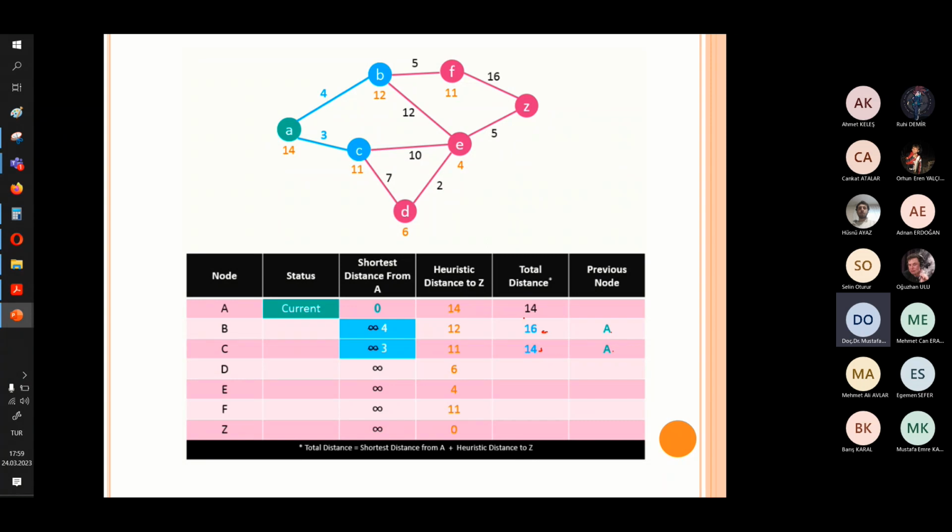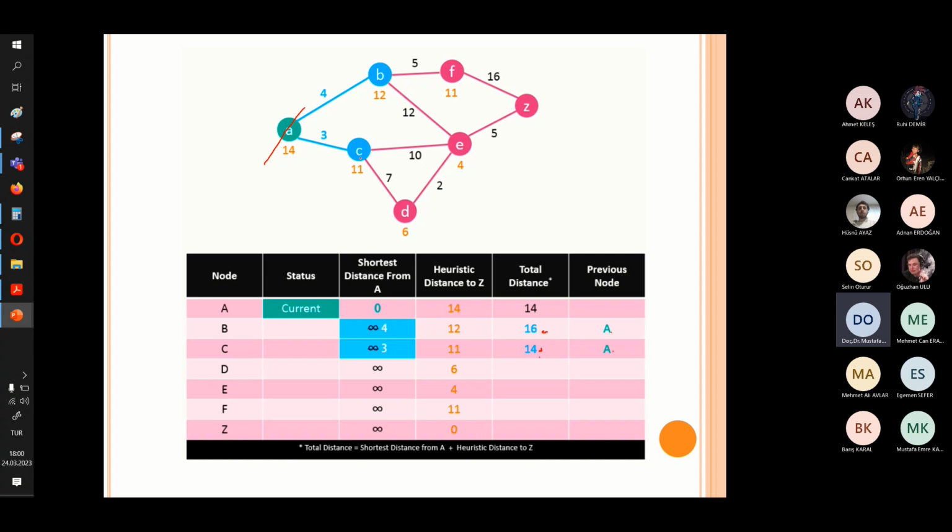Now, since the algorithm is greedy, we will check the costs. They are 14 and 16. I'm checking the Fn values. Please be careful, we are checking Fn values. So C is the shortest one. By the way, we are finished with A, so we will say that it is visited and we will not be dealing with it anymore.